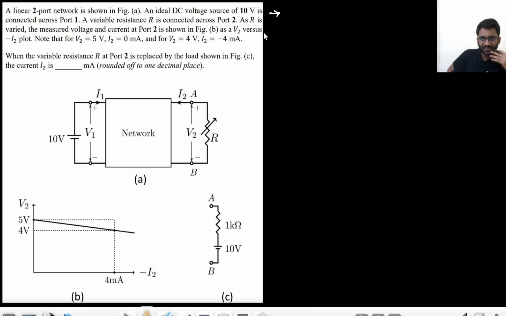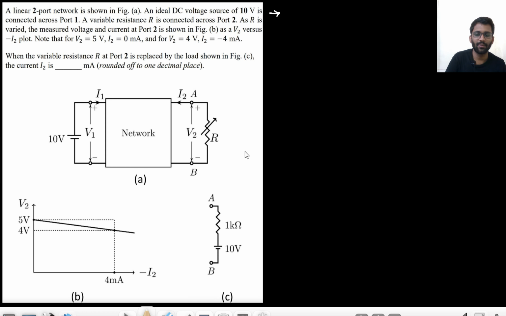Okay, so what is given there? A 10 volt battery is there. The similar kind of question that we have solved previously. A 10 volt battery is there, and now they have drawn a graph between V2 and minus I2. Notice that it is V2 and minus I2. Okay, so the graph is drawn.